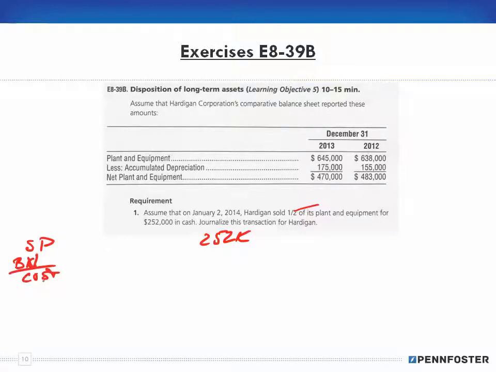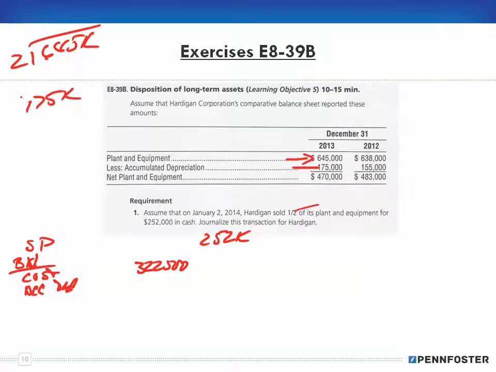Now our book value is our cost, and our cost at the end of 2013 was $645,000. Well, we're selling half of that, so we divide by 2, and that means our cost is $322,500. We also have accumulated depreciation that needs to be taken into consideration. The accumulated depreciation is 175. So we divide that by 2, and that means we're depreciating 87.5. So our book value ends up being 235,000, which is what we subtract from the sale price, and that gives us a $17,000 gain on the sale.